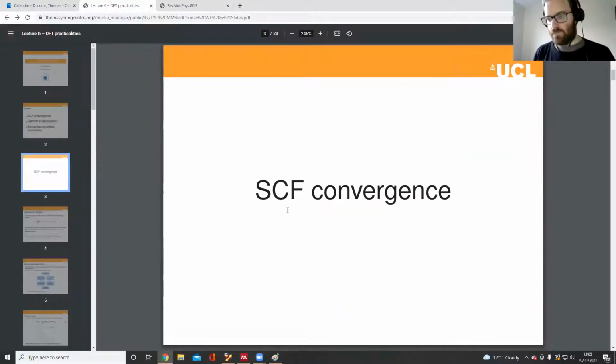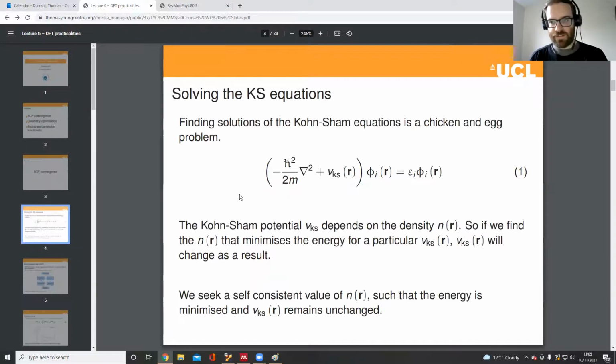So the first topic that was covered was just talking about practically how you can do SCF convergence, how you can get these calculations to work. So SCF is just the acronym for self-consistent field, which is the sort of equations you normally need to solve in DFT when you're calculating the electron density for a particular system.